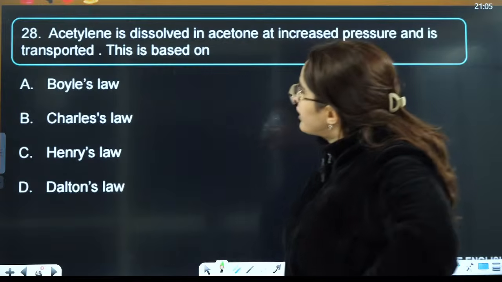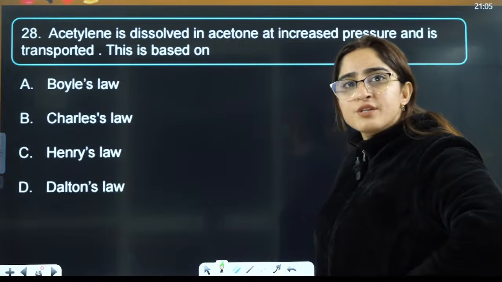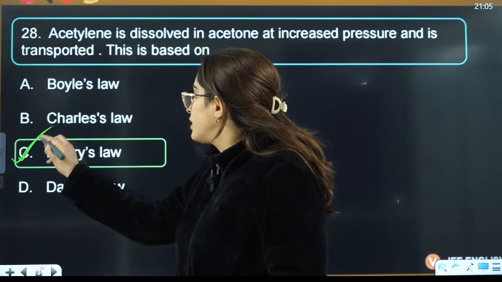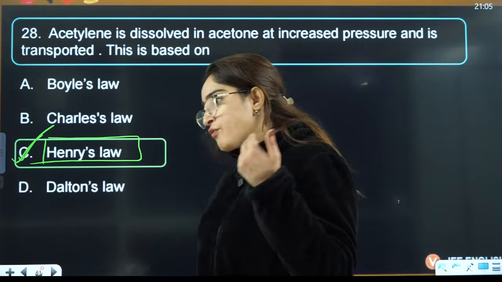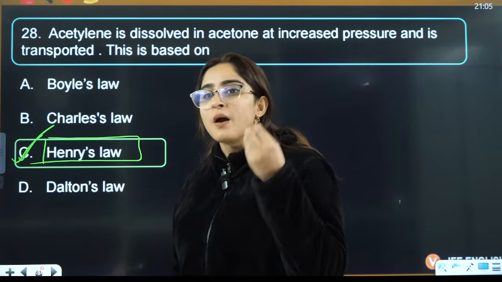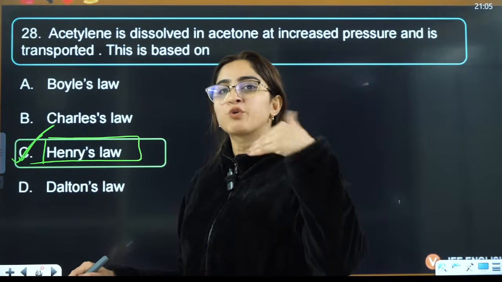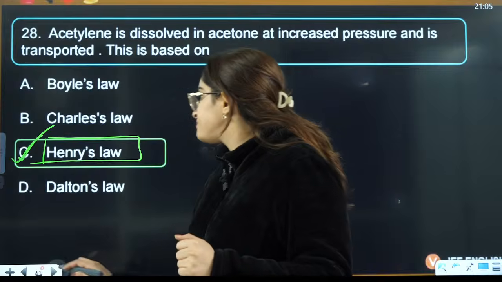This is actually not in the gaseous state; this is a solution. Pressure and solubility are directly proportional, so you can say it is based on Henry's law. But you should also know all the other laws as well. If you want to skip the gaseous state chapter, you can skip, but please do these laws, because they are simple. You don't have to go through the full chapter to know this much, right?